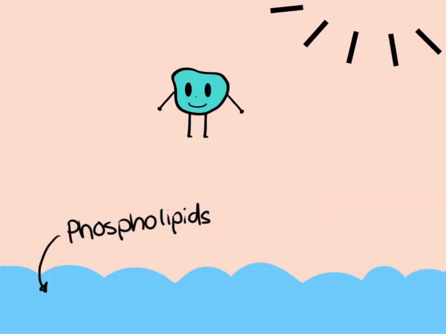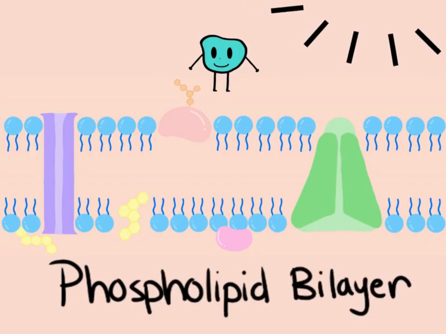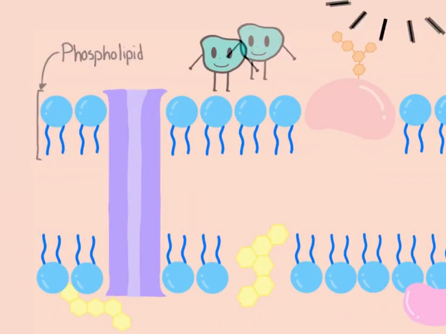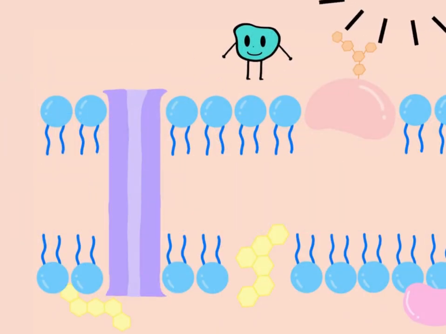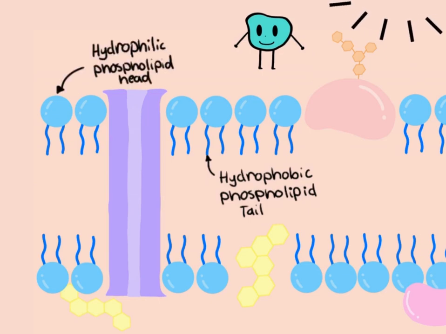This entire wall is made of phospholipids, arranged in what we call the phospholipid bilayer, two layers of molecules that form the foundation of the cell membrane. Each phospholipid is amphipathic. This means it has both a hydrophilic, water-loving head and a hydrophobic, water-fearing tail. The hydrophilic heads face the watery environment inside and outside the cell, while the hydrophobic tails face each other, forming a barrier in the middle.